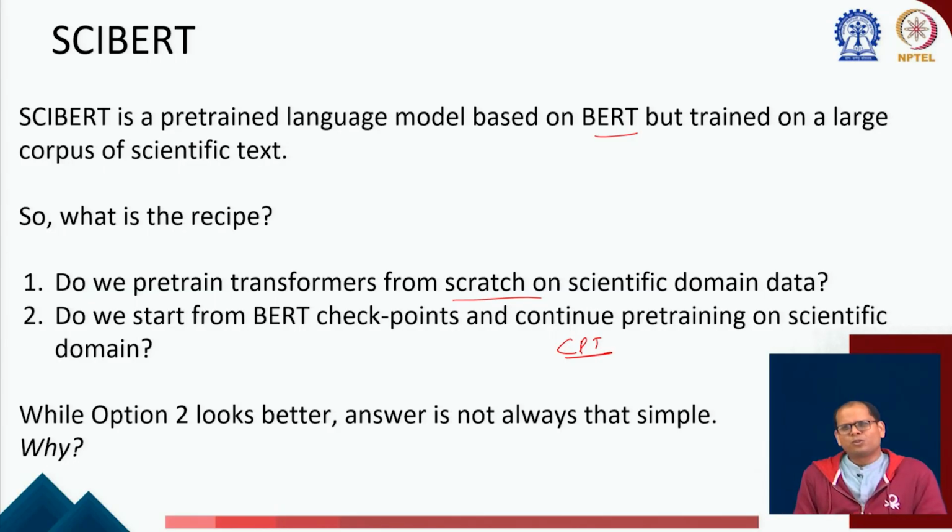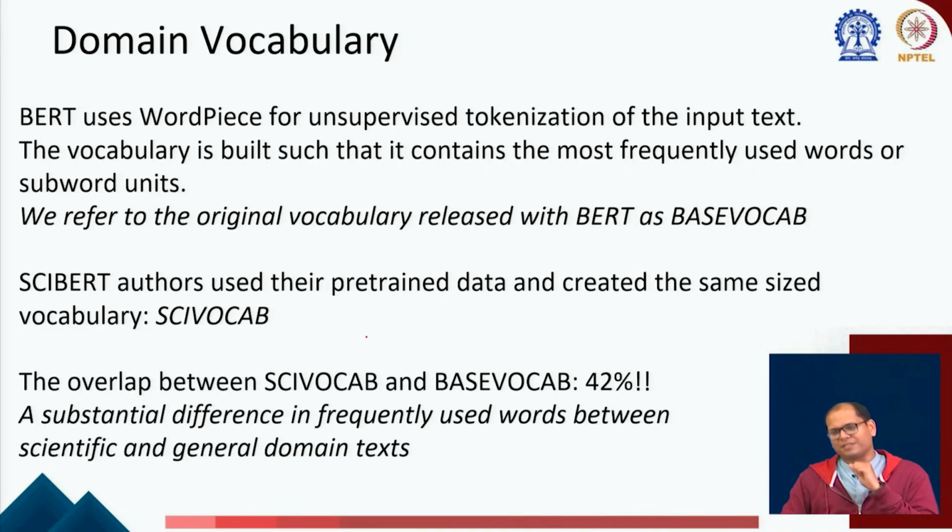One may say option 2 looks better, because there I can already make use of the knowledge that the model has learned about the general domain, and why would I lose that knowledge? Start from that knowledge and continue telling it about the scientific domain, and that should be a better choice. But this is not always that simple an answer. The answer lies in the vocabulary. When I am training a model, it also has a vocabulary. BERT uses WordPiece, which is like BPE, so it will use the most frequently used words or subword units. Let's say this is the base vocab for BERT.